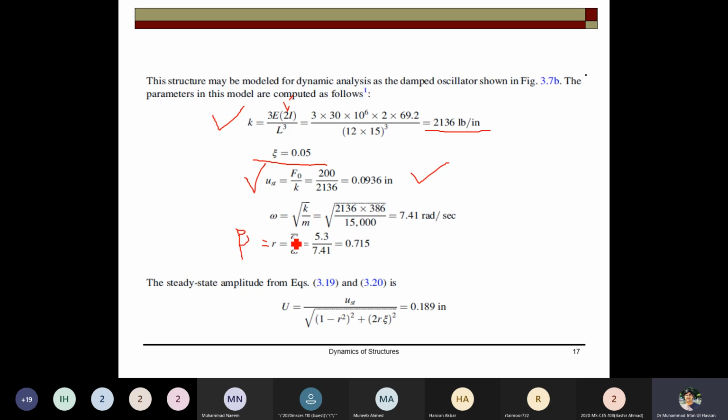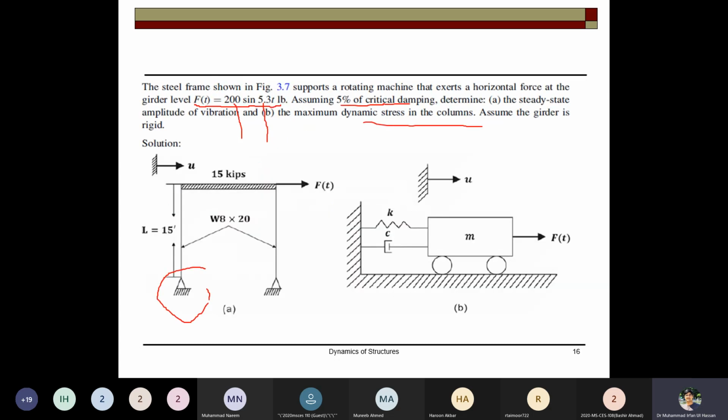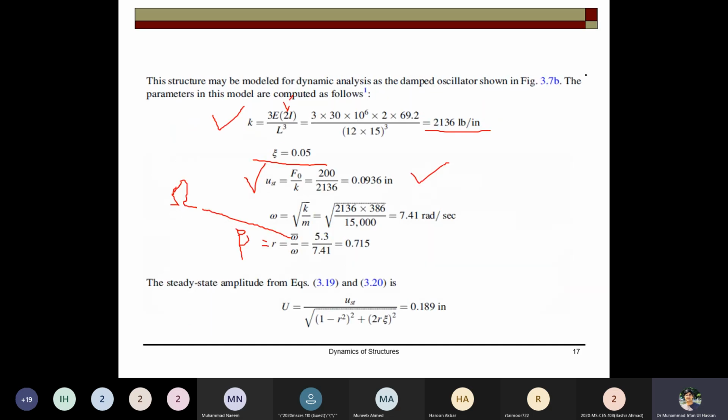ये जो ohm था ना, in the handouts it is denoted by this ohm symbol omega, but it is denoted by omega bar in the book. So omega bar is the frequency of machine. ये कहाँ से आप देखेंगे? This 5.3 value is basically the omega bar or ohm, divided by the omega, system की frequency. So take the ratio. This is also called as the beta or R in the book.